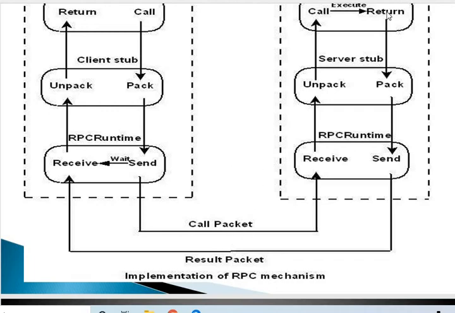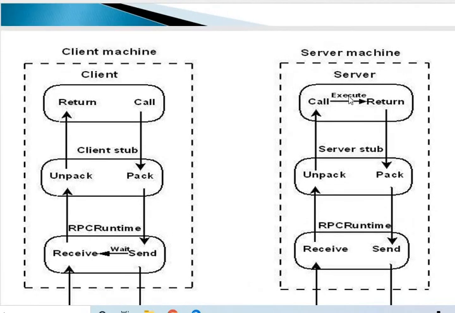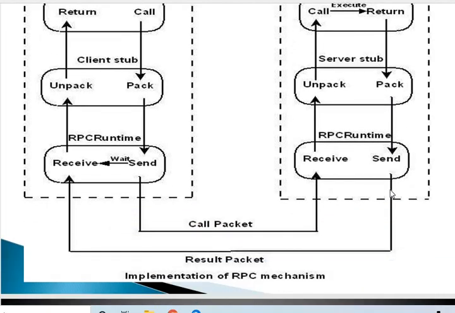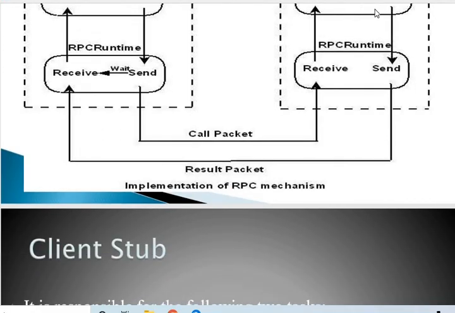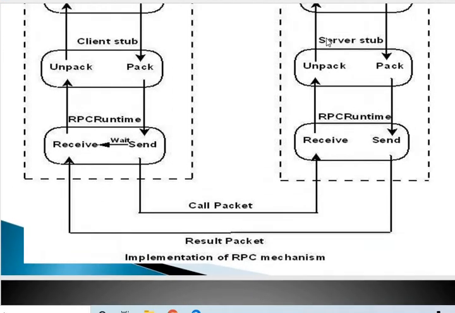On the other hand, the RPC runtime on the server machine receives the message containing the result of procedure execution from the server stub and sends it to the client. It also receives the call request message from the client machine and passes it to the server stub.